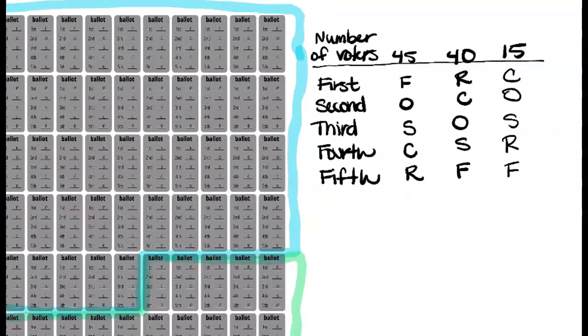Now we have taken all 100 ballots and summarized them into this neat and tidy little table that allows us to see how the employees voted. This table is called a preference schedule, and it's how we will view election results throughout this unit.